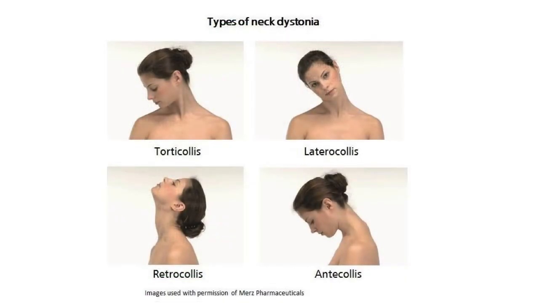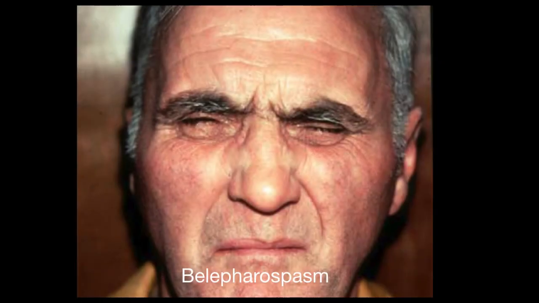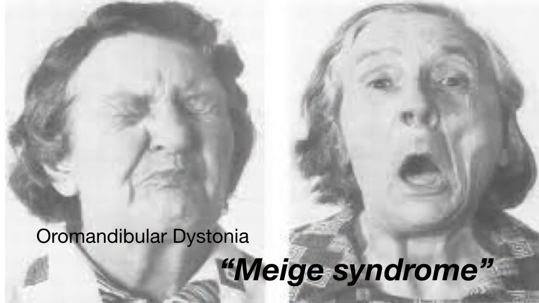The most common focal primary dystonia in adults is cervical dystonia. When the patient's head turns to the side, it's called torticollis, tilts, laterocollis, flexes forward, anterocollis, and to the back, retrocollis. Blepharospasm is a focal dystonia involving eyelid muscles and leads to involuntary closure of eyelids. Segmental dystonia over orofacial and mandibular muscles is also known as Meige syndrome. It's one of the most common primary dystonias in adults.